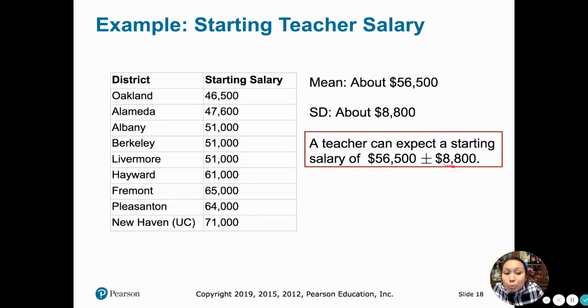Again, a pretty large standard deviation, because $8,000 in starting salary means quite a lot, especially if you're paying for, say, mortgage, bills, car insurance, hospital insurance, etc. All that stuff. $8,000 is quite a huge difference.